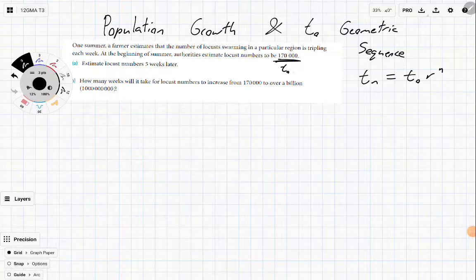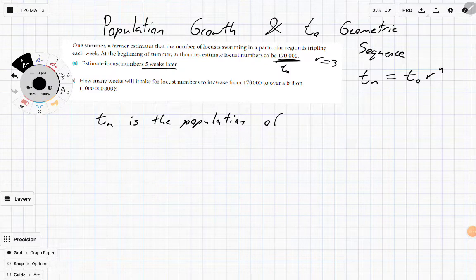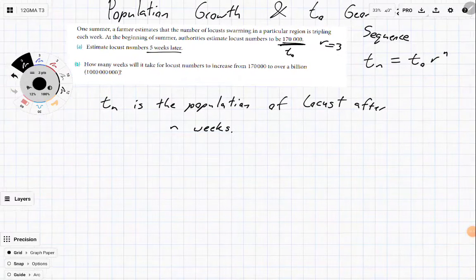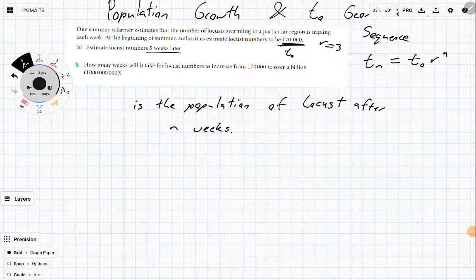So this is T0, and it says that it's tripling, so we would say that's R equal to 3. It's getting multiplied by 3 each time. And 5 weeks later, well, it depends how we set things up, but we're saying Tn is the population of locusts after n weeks. Obviously, you could call this P of W instead, but who doesn't like T of N? Let's do it. Let's do P of W instead. So P of W after W weeks. Okay? So just for something different.